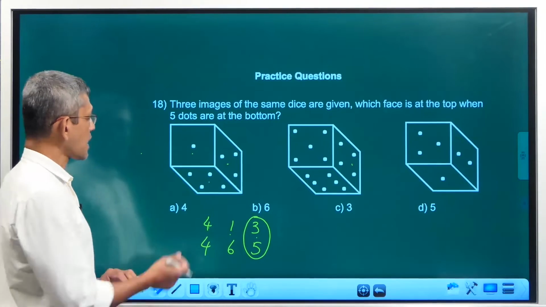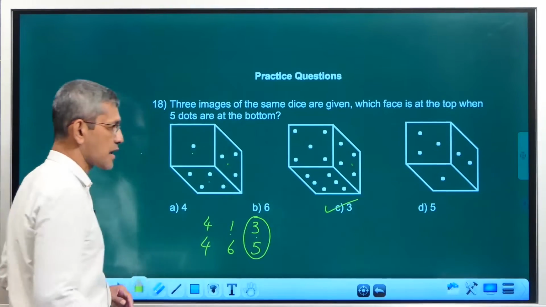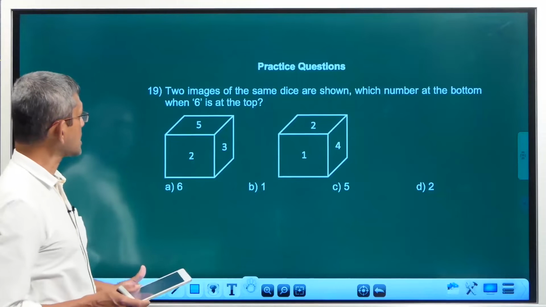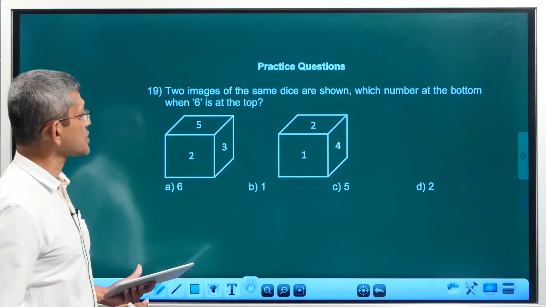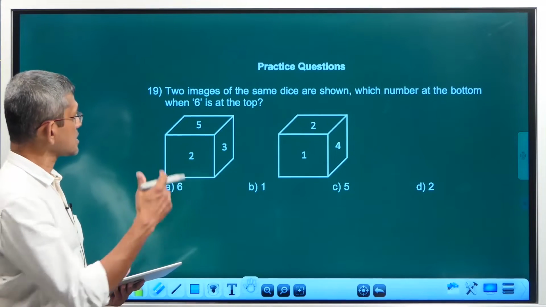So which is opposite to 5? 3. 3 is opposite to 5. That's it. Done. Question number 19. 2 images of the same dice are shown.